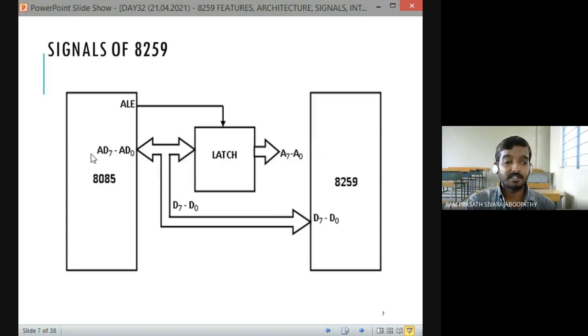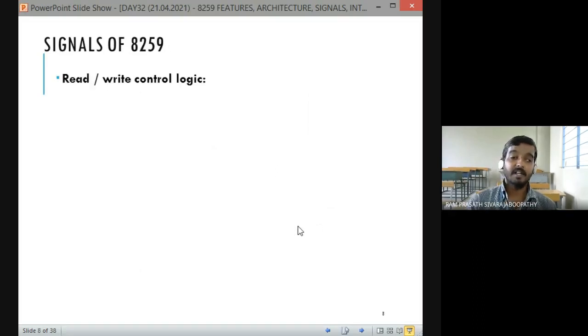So this is the signal. AD7 to AD0, we are demultiplexing as A7 to A0, D7 to D0. So D7 to D0 is going to be connected with D7 to D0 of 8259. Fine. So this is the way we have to connect the data bus.